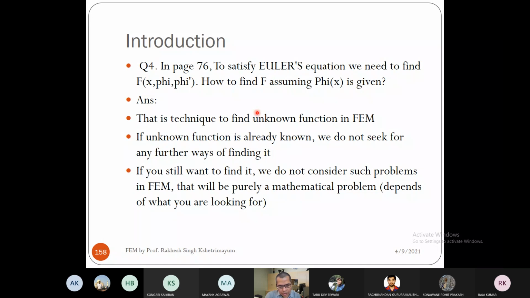So this is basically for the variational method, where you use calculus of variations to find an equivalent problem. And here we do not find a functional for phi x. See, phi x is given. Phi x is what we are finding here in FEM. But let's say phi x is given, which functional will give me maxima, minima? That's a purely mathematical problem. We are not looking into such kinds of problems in the finite element method.